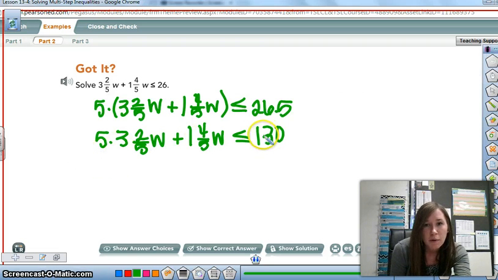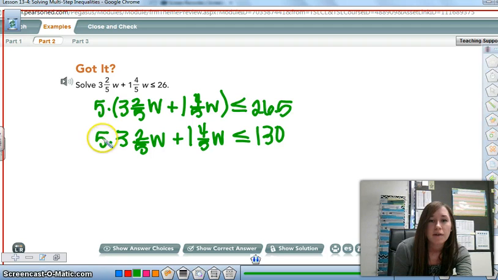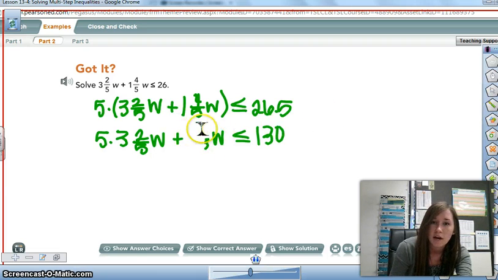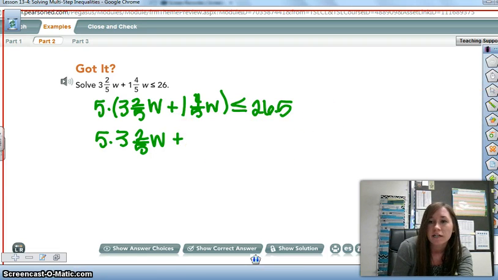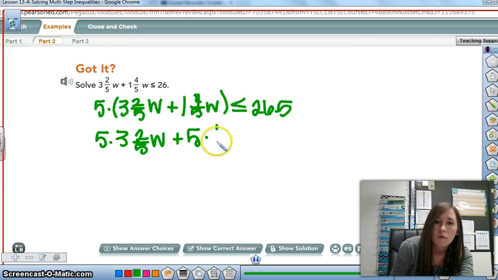So we were working on this problem and we wanted to get rid of those fractions. So we multiply everything times 5. And we need to multiply every term times 5. This term, this one, which I wrote wrong, and even 26 times 5, which was 130.